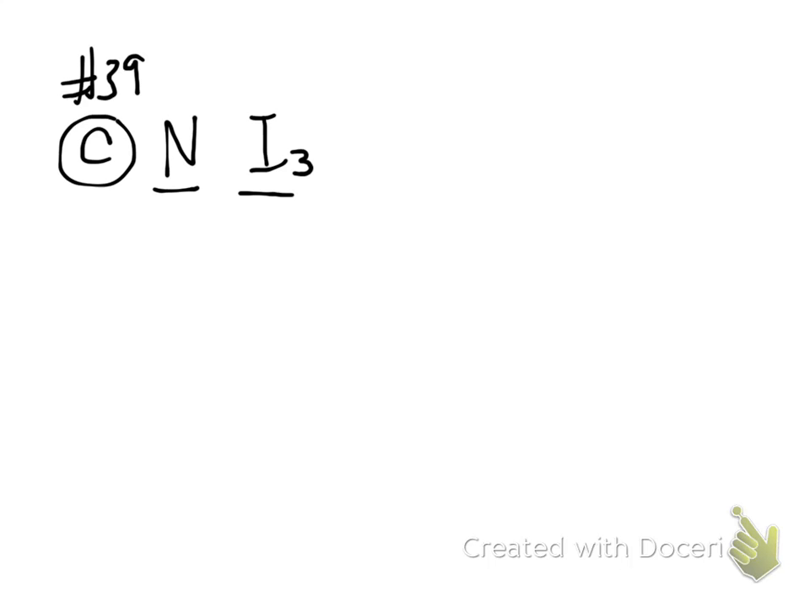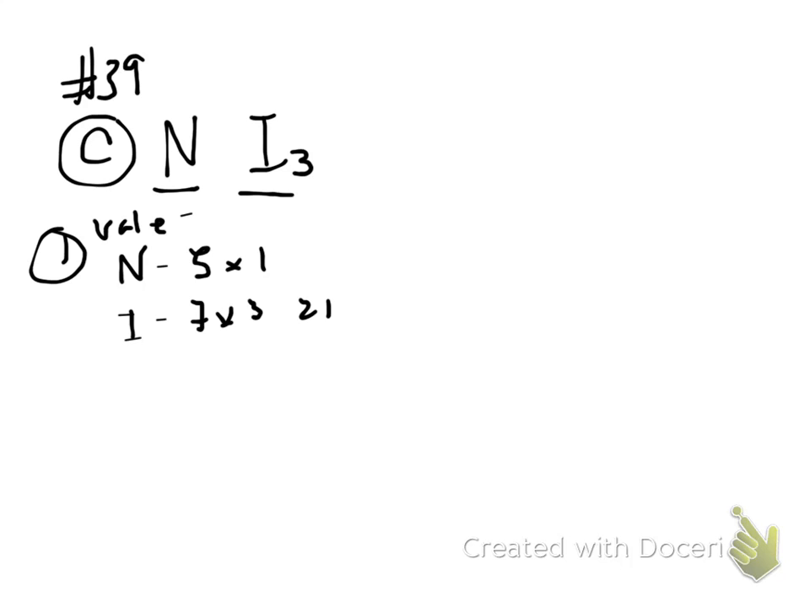So, okay, let's start off with the Gooch method. First off, we're going to do what? Count valence electrons. Nitrogen has how many valence electrons? 5. We have 1 nitrogen. Iodine has how many valence electrons? It's a halogen. 7. And we have 3, so we have 21 and 5. We're looking for 26 valence electrons.